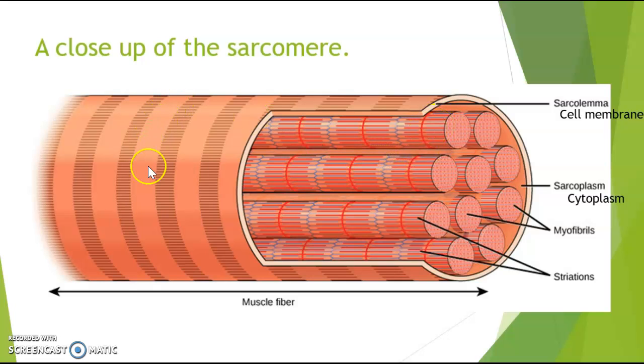We can also see the striated patterns right here as well, the light and dark bands. Light bands representing once again that there's a Z line here and no myosin. Dark band would be where the myosin is located, and this would be the middle part of a sarcomere.